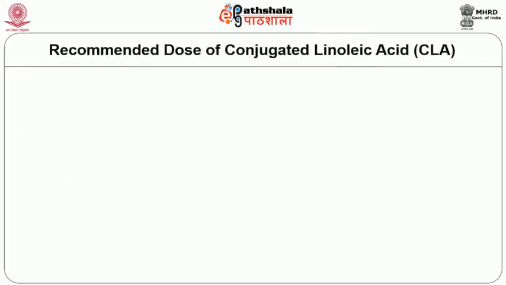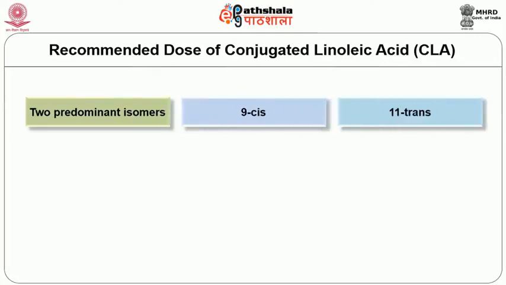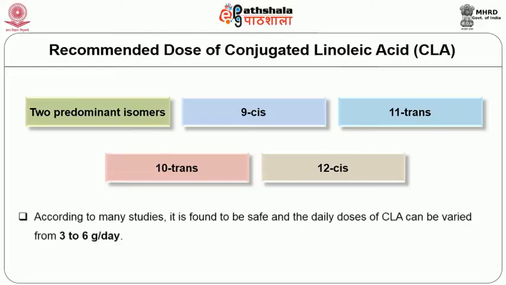So with all these studies, in animal models, rat models, rabbit models or human models, ultimately we look for what could be the recommended dose of conjugated linoleic acid for maintaining our good health. Two predominant isomers, the 9-cis, 11-trans and the 10-trans, 12-cis, are recommended in equal proportions, that is 1:1. According to many studies in the literature, it is found to be safe, and the daily dose of conjugated linoleic acid can vary from 3 to 6 grams per day.